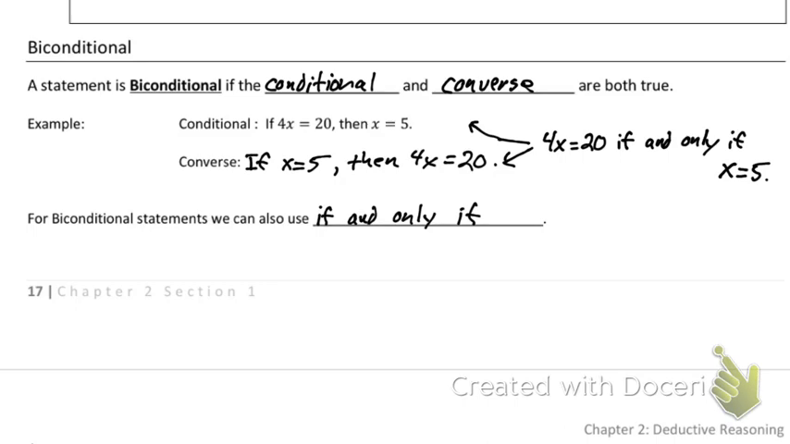So when you're asked to put something as one biconditional statement, you need to just write one statement with if and only if.